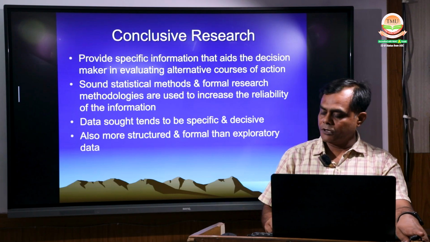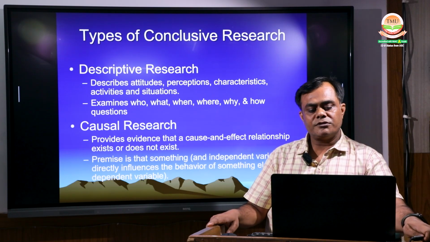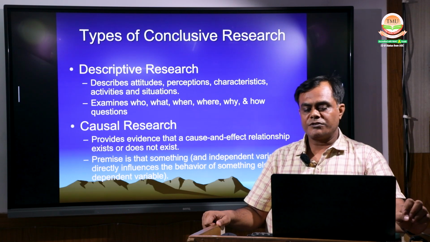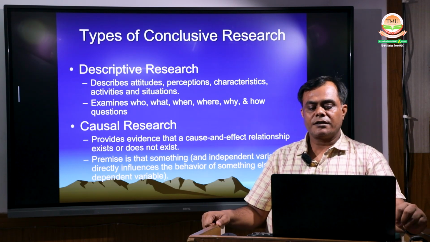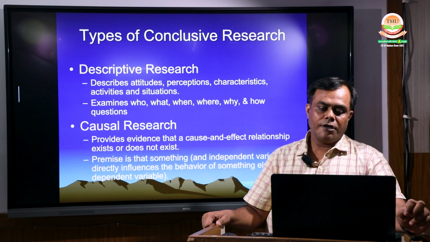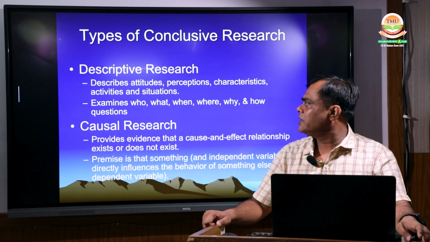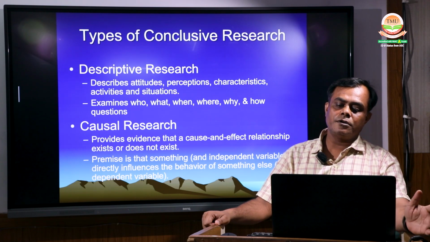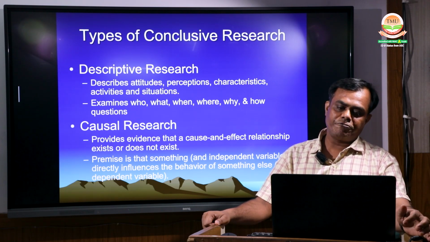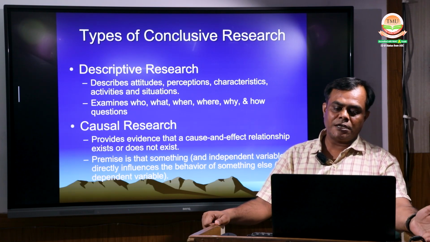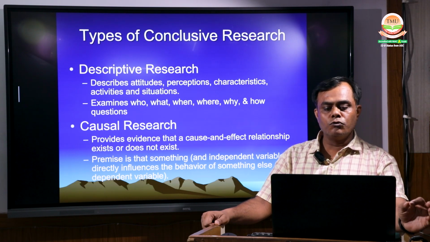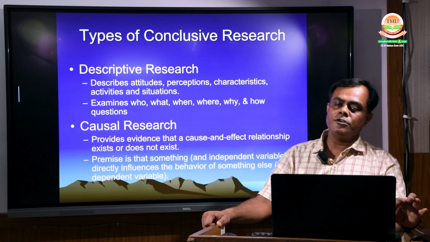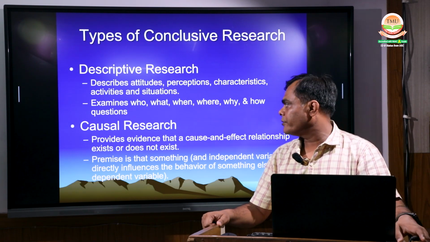Types of conclusive research designs. In a conclusive research design, there is descriptive research, which describes attributes, perceptions, characteristics, activity, and the situation. So in descriptive research, as per the name, we just have to describe different attributes, perceptions, characteristics, activity, and situation. For example, who, what, when, where, why, how are the types of questions we use in a descriptive research design.